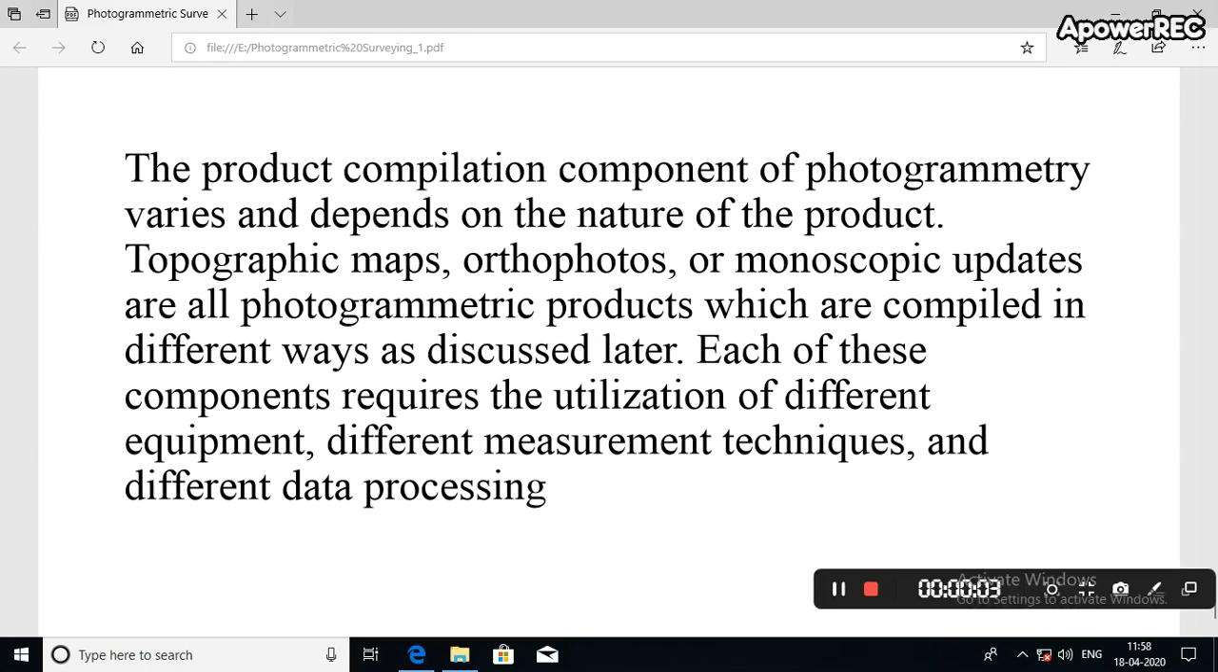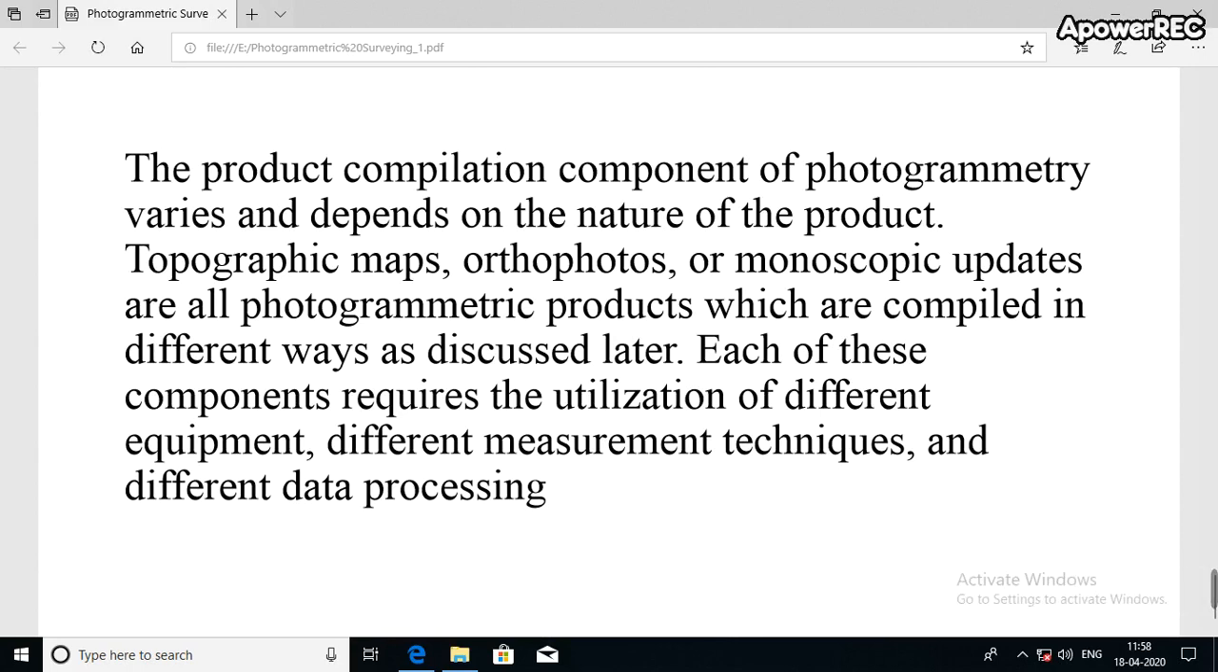Each of these components requires different equipment, different measurement techniques, as well as different data processing. So these are the three components that we have already discussed. All the components have different uses and applications with different methodologies. We are not going into the details for today's class. We will be discussing all these three components in detail in our next three classes.